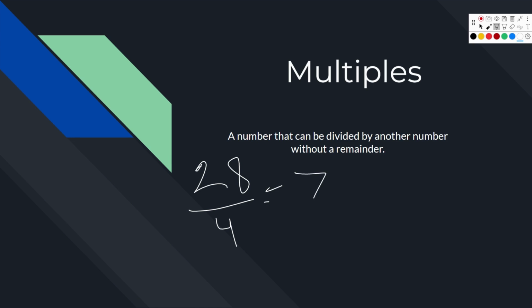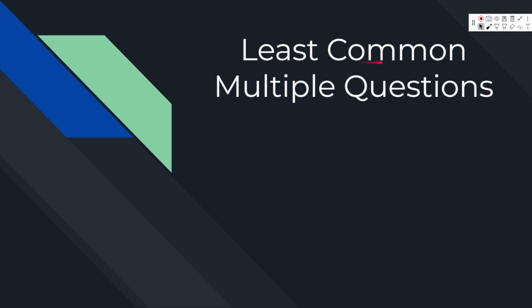And the same thing holds true for the other scenario we had, where 28 divided by 7 is equal to 4. Once again, the 28 is going to be a multiple of 7. So factors and multiples are tied into each other in a way. And using this basic definition, we will also be able to solve some more complicated least common multiple questions.